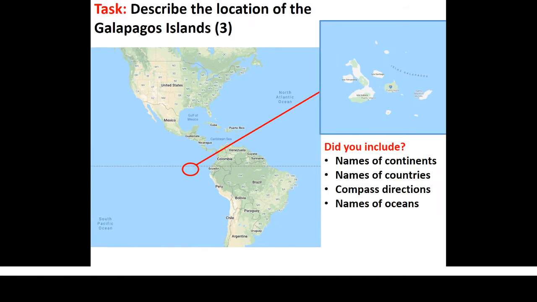Okay, welcome back. Hopefully you'll have picked up all 3 marks. And how do we do that? Well, you should have hopefully used the names of continents. South America should be in your answer somewhere. You should have got the country Ecuador in, hopefully, as that's the closest country to the Galapagos. And hopefully you should have said that the Galapagos Islands are west of Ecuador or South America, because remember, when we're describing a location and using a map, we should always use compass directions. We can see the Galapagos is also in the Pacific Ocean. So hopefully we're using information that we can see to describe the location. These are very simple skills, but very effective at understanding the location of somewhere and how we do that.